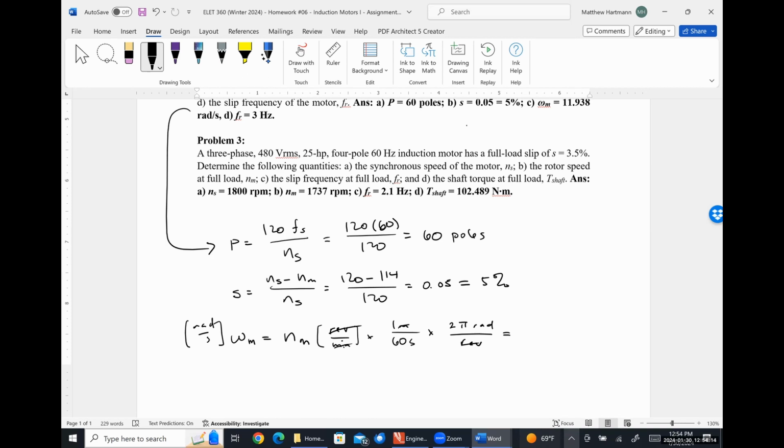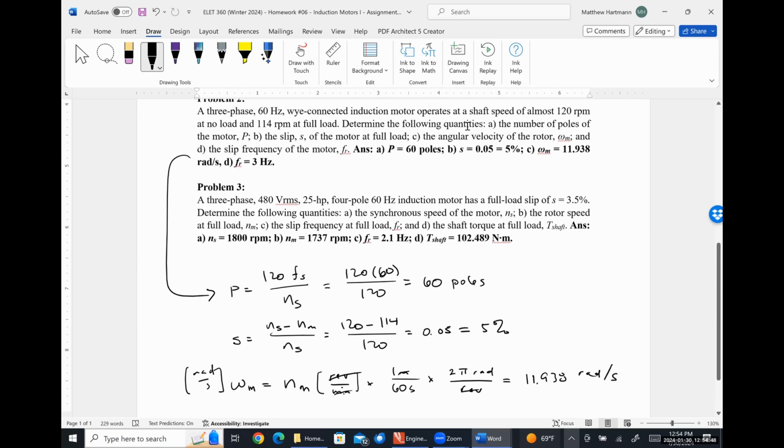So 114 times 2 pi over 60, which is 19 pi over 5, or 11.938 radians per second. So it looks like the conversion factor to go from speed in RPMs to angular frequency is just multiply by 2 pi over 60.